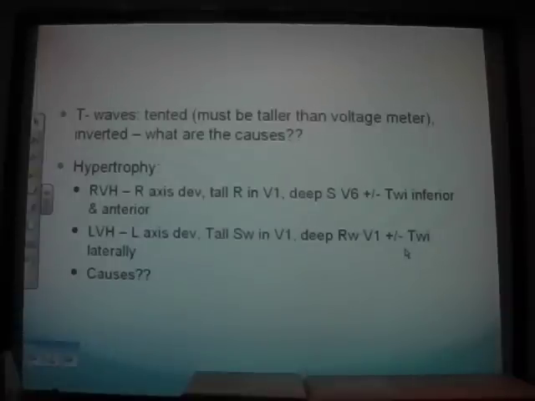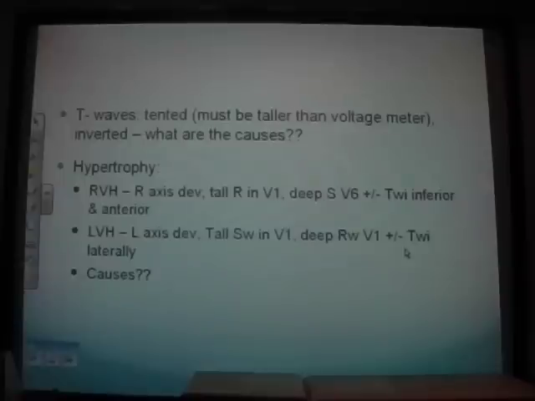Next, your T waves. What do you want to know about T waves? First of all, are they really tall? If they're tall and tented, then it might be hyperkalemia. In particular, it must be taller than the voltage calibration marker, the bit at the beginning where it goes up and across and down. I was told that the T wave must be taller than that in order to be called tented. But I think it's all in clinical context as well. If you're told that someone's got a potassium of 5 point something or 6 and they've got peaked T waves, then you can call them tented.